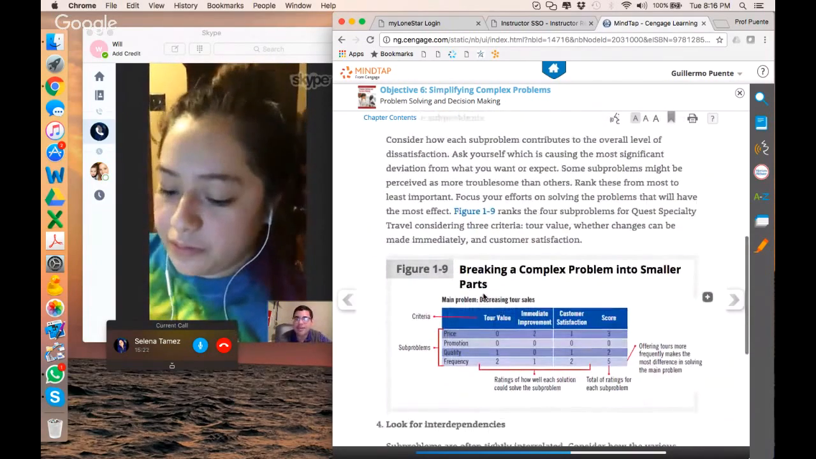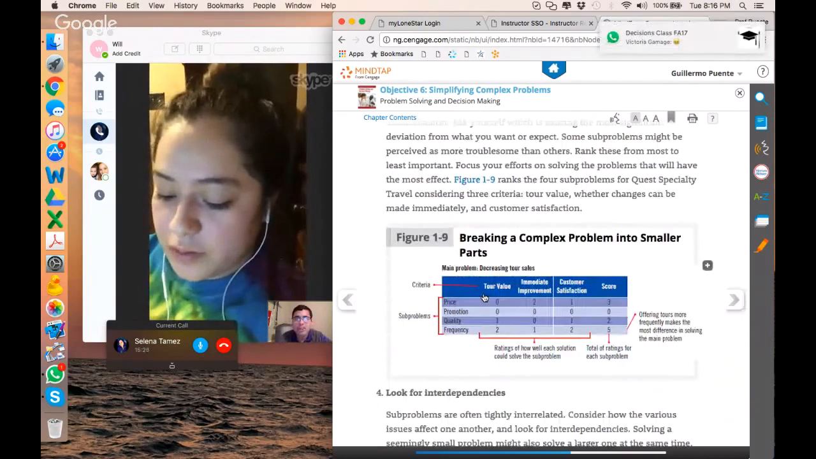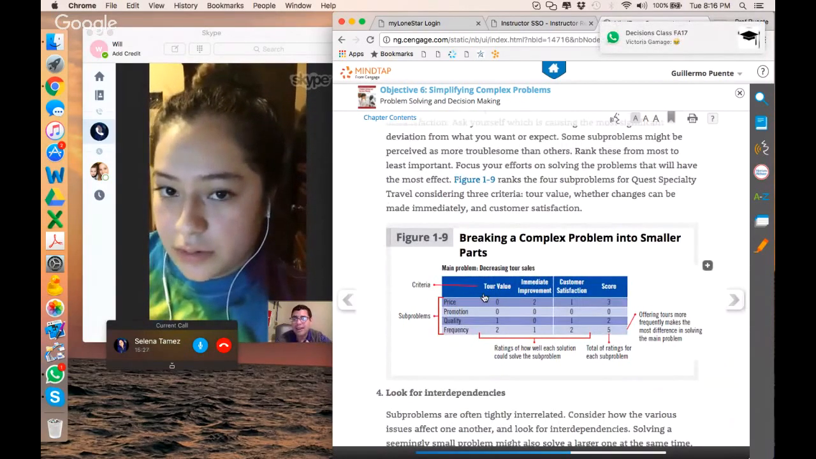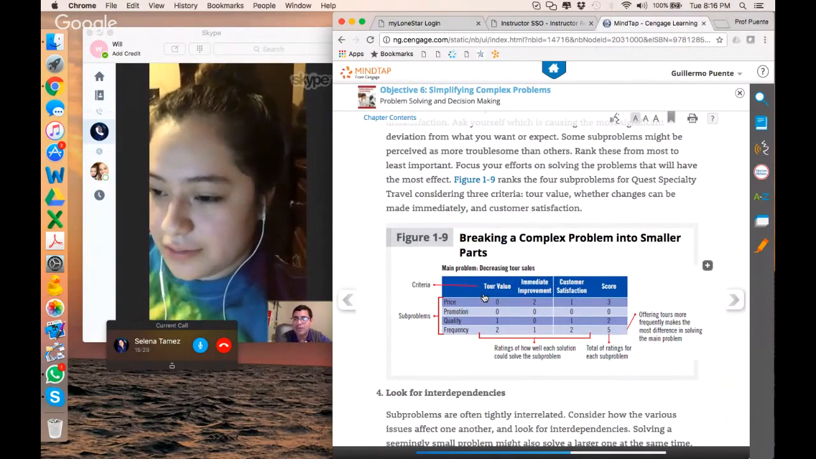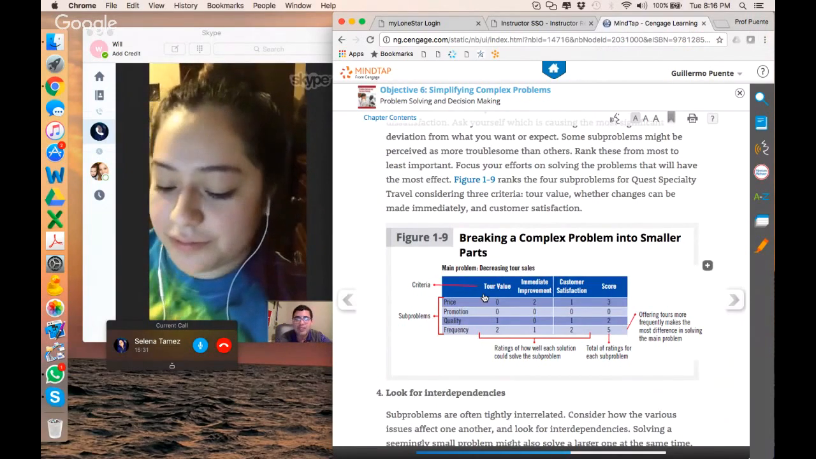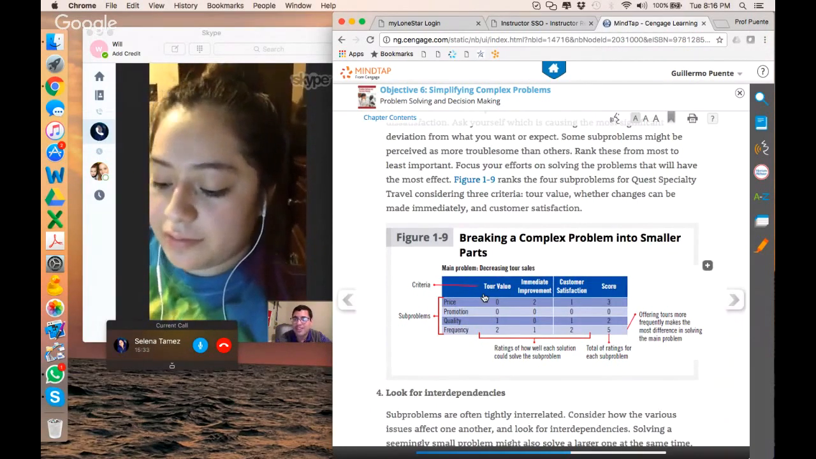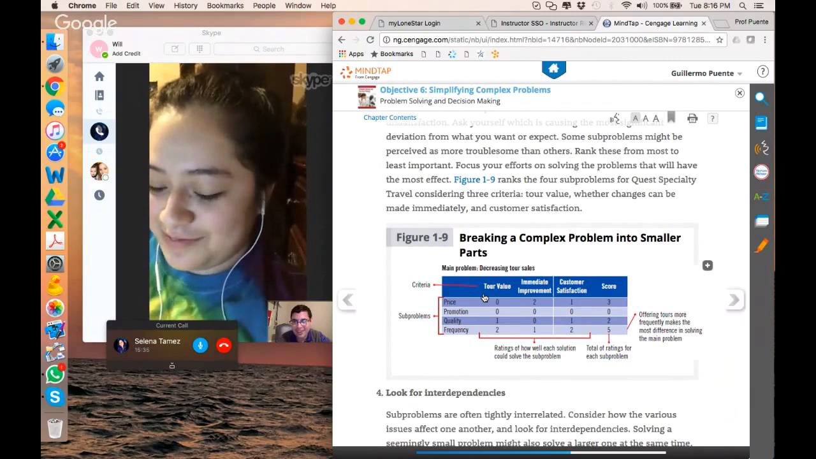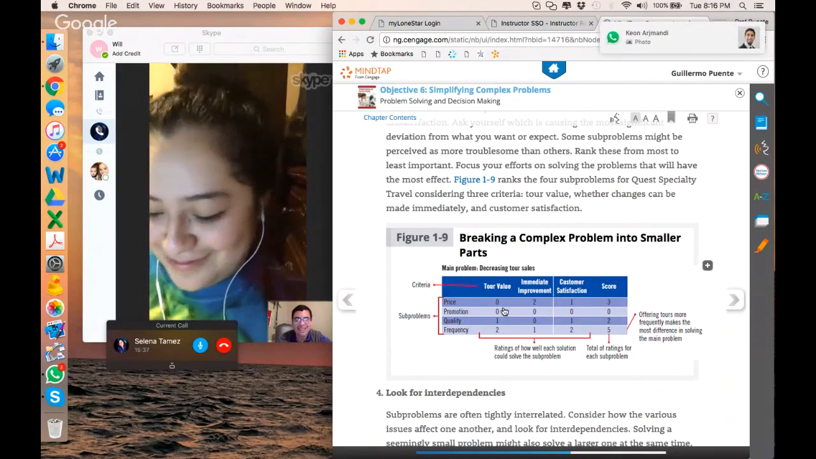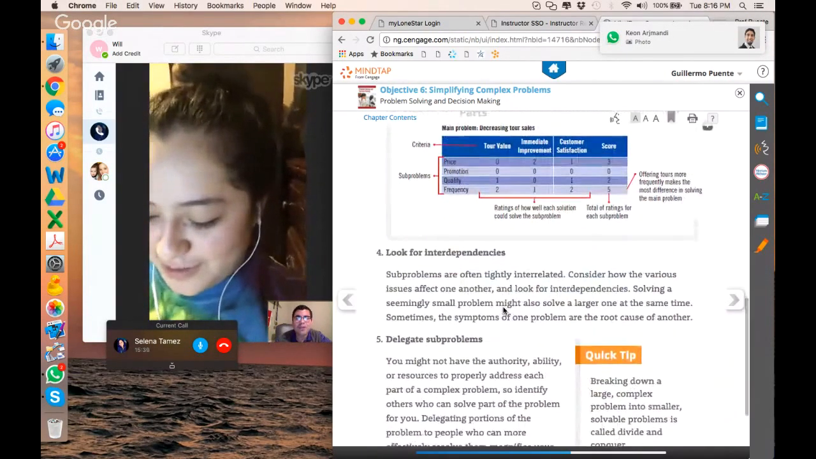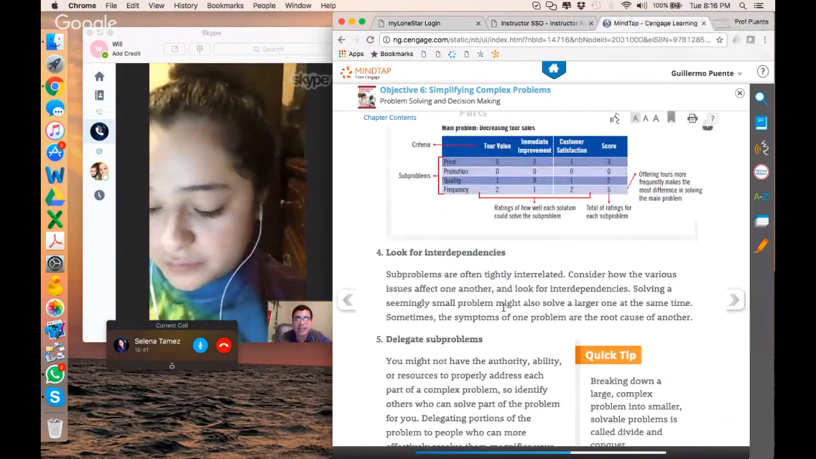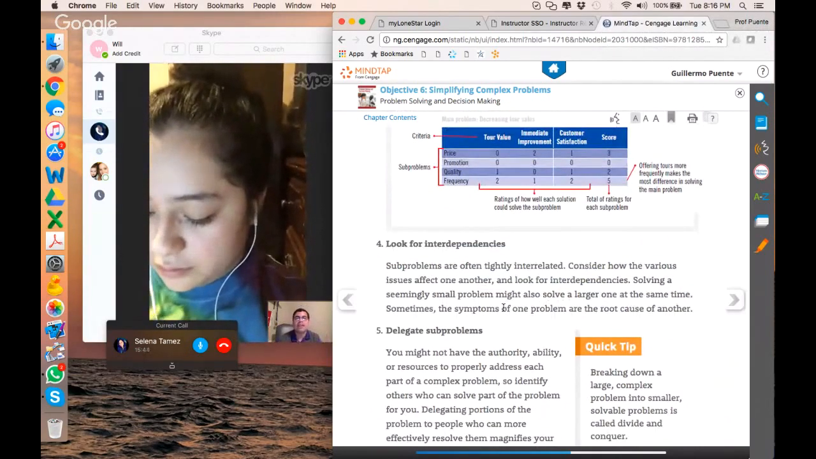This is much harder, guys, in real life, because when it's real problems, like a spouse cheating on you, it's really hard to use this decision process. This is all about business, though, right? This is all about business. So look for interdependencies. Problems are often tightly interrelated.